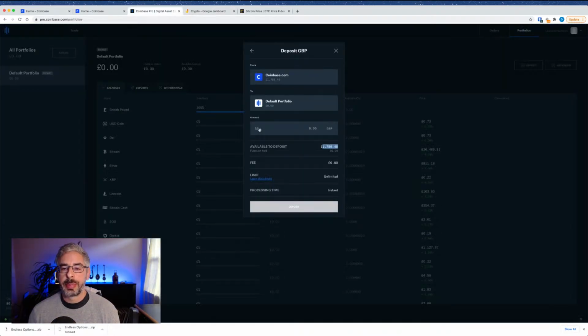You can just hit this max button, right? And if you want to test it, if you're a little bit unsure at the beginning, you can put 10 pounds in or 5 pounds just to test it and see if it works. But I'll show you how quick this is. There's no fee to do it, by the way. So I'm going to hit deposit.